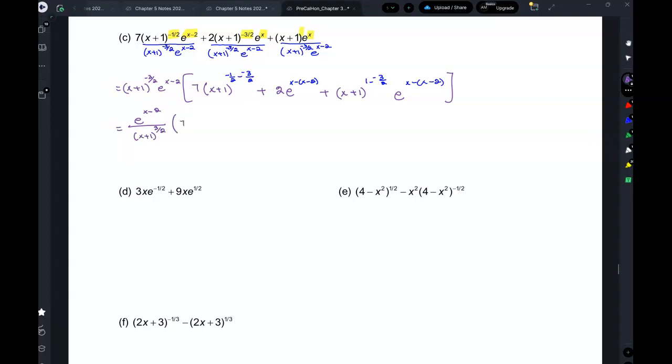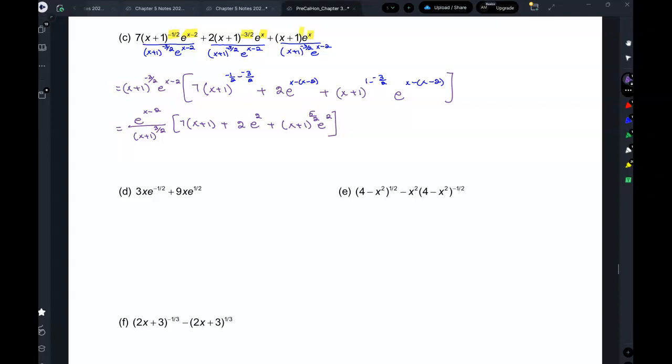Times, let me do parentheses, brackets again. 7 times x plus 1. What's going to be the exponent there? 1. I don't have to write it. So plus 2 e to the, what is that? 2 plus x plus 1 to the power of, and e to the, right. And now it's factored. Okay? All right? That's a big thing.